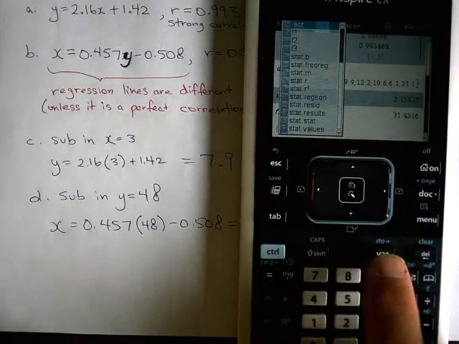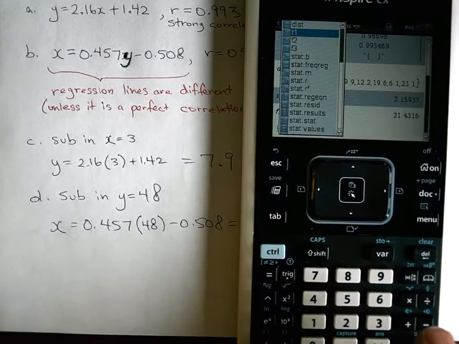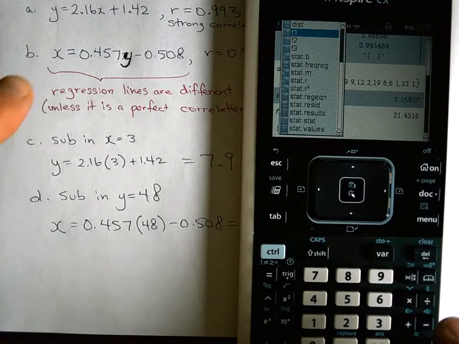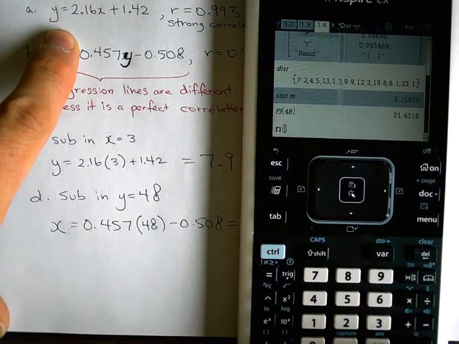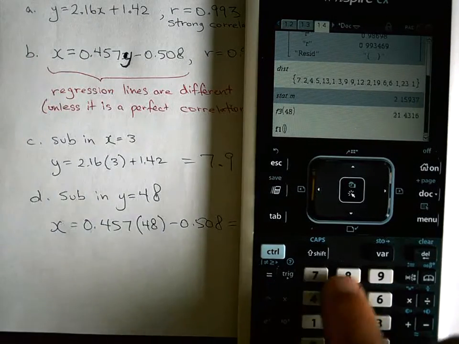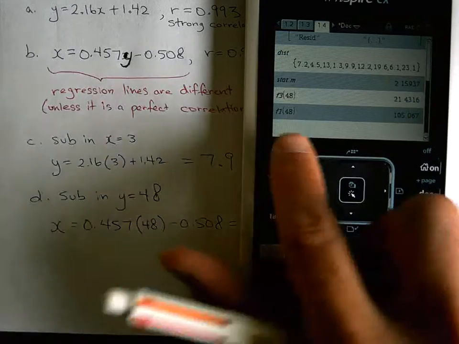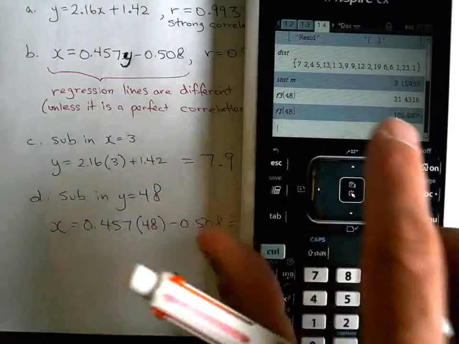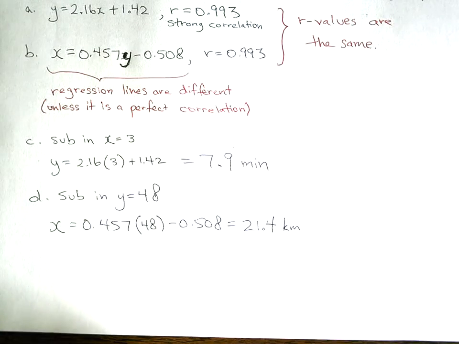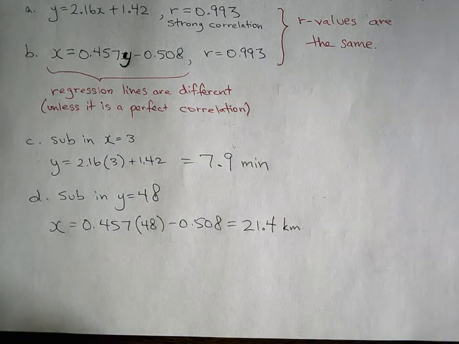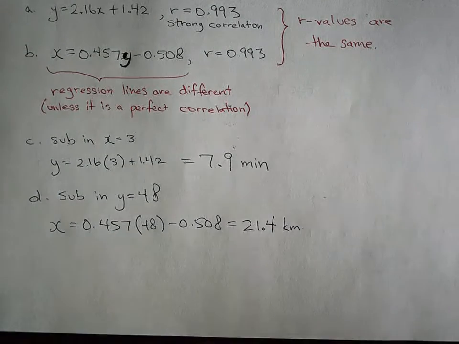Just be careful, right? Because if I had selected F1, that's the regression line from when I did this in the other direction. So if I use this one, it would have given me the wrong answer. So maybe that's not as reliable, right? Maybe you'd rather do the calculation by hand so that you can see the work being done in front of you. But it does show you how powerful the calculator is.